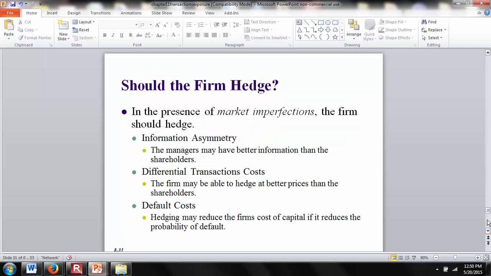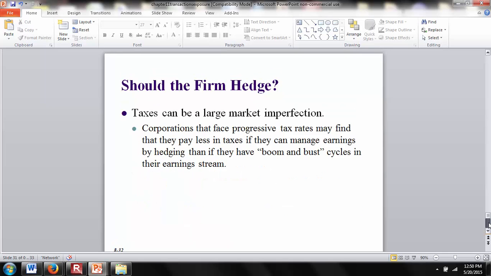Some of the reasons are default costs. Hedging may reduce the firm's cost of capital. The other one is differential transaction costs. The firm may be able to hedge at better prices than the shareholders. And the last one is information asymmetry. The managers may have better information than the shareholders.